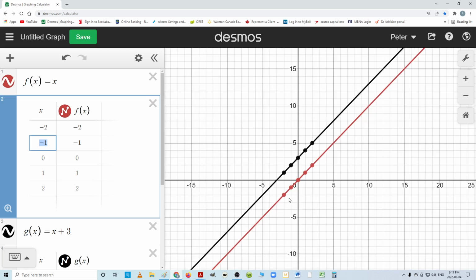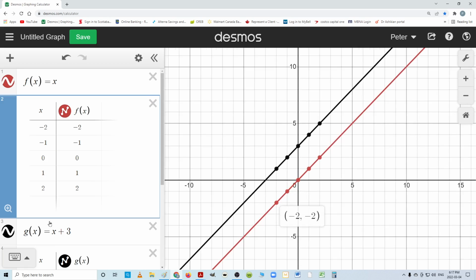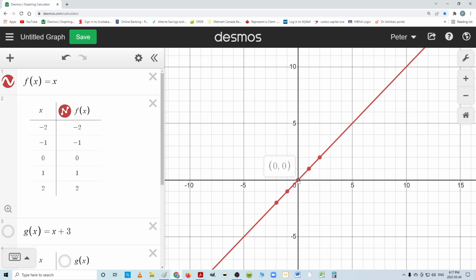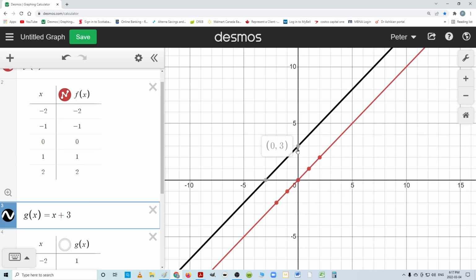Now I want you to look at the red results. This is the parent function. I'm going to turn off the transformed function. And I want you to pay close attention to 0, 0. Now I'm going to click on the one that added 3. And I want you to look at what its middle point is. 0, 3. It looks like the y value, not the x value, went up by 3.